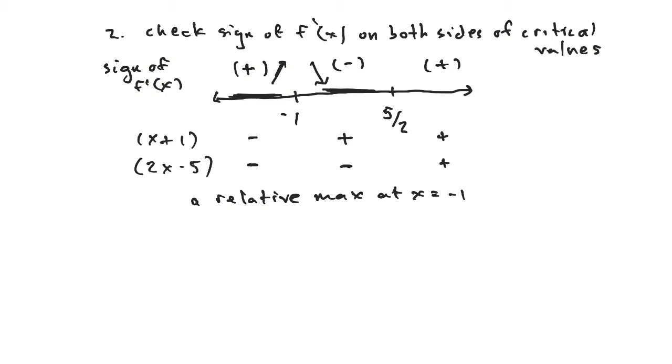Okay, and then at x equals 5 halves, to the left we can see that our graph is decreasing because f prime of x is negative. And to the right it's increasing, so it's going like this. So if we're going down and then we're going back up at a critical value, I can say that I have a relative min at x equals 5 halves.